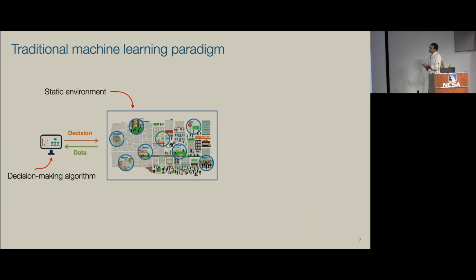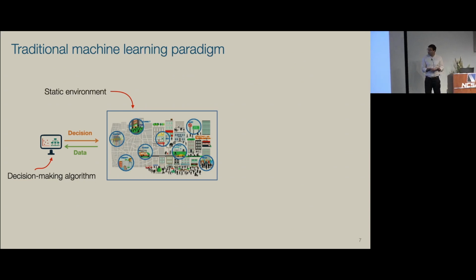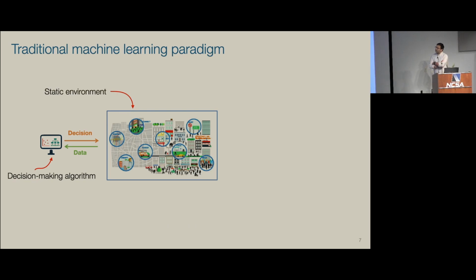So to get to the bottom of why this happens, I want to think about our traditional approach to machine learning. And that's this kind of toy problem where we have a static environment where we're getting IID data. We're training a decision-making algorithm on this data, and then it's going to make decisions based off of this data. But basically, the environment is modeled as not moving or adversarial or just IID.